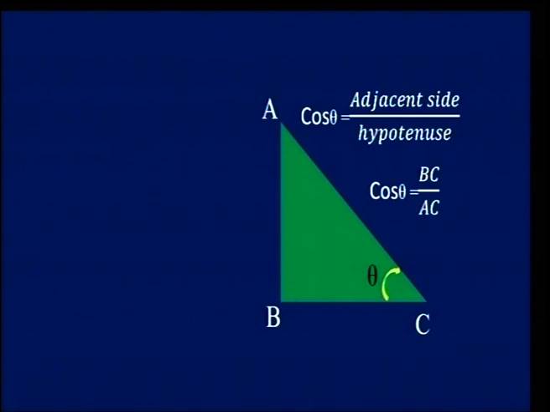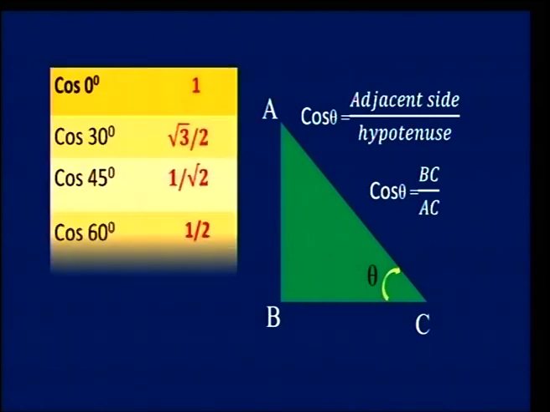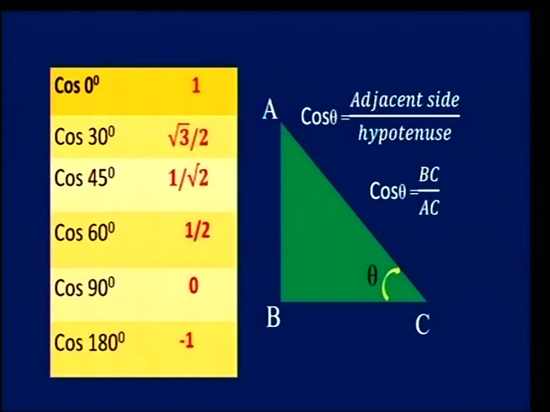Trigonometric functions are nothing but ratios of the sides. Here cos theta equals BC by AC. The theta values may be 0, 1, 2, 3 or anything. So we have some standard values, children. Note down this. The value of cos 0 is 1. Cos 30 is root 3 by 2. Cos 45 is 1 by root 2. Cos 60 is 1 by 2. Cos 90 is 0 and cos 180 is minus 1. These values are very helpful in solving physical science problems, children.